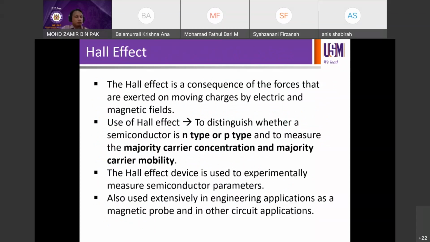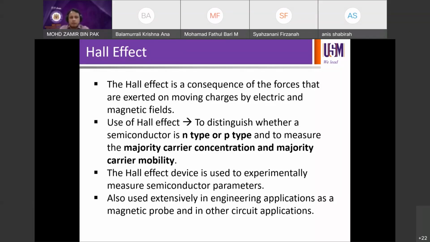Is anyone working on Hall effect in order to do your FYP? Anyone working on Hall effect? Hall effect system in the NO lab? Anyone doing a project related to Hall effect, or you have to do some measurement using Hall effect? Any projects? No? None? Perhaps not. Okay.